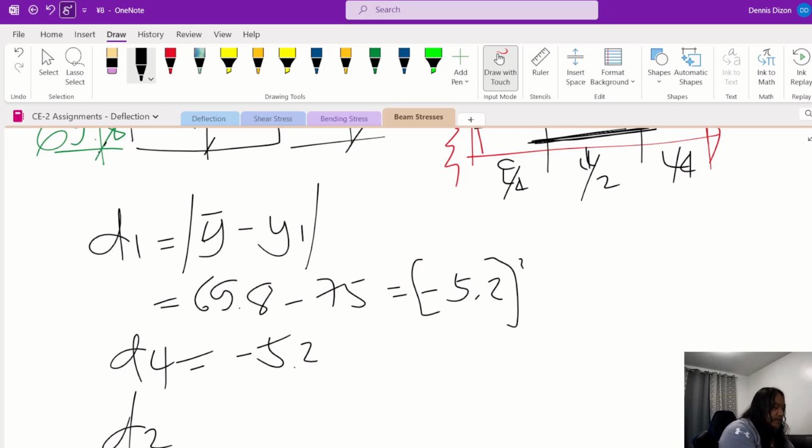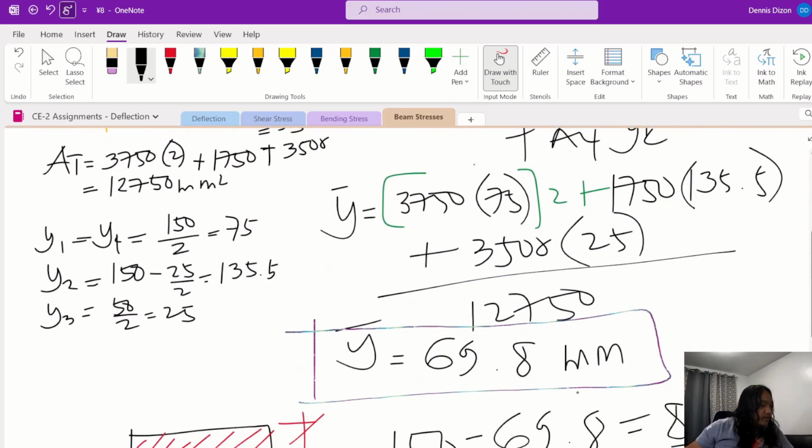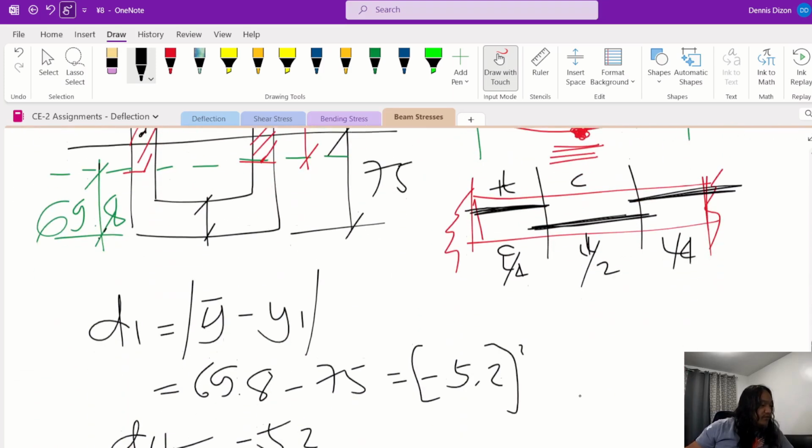And then D2, again, barred Y is 69.8, and then Y2 is 135.5.